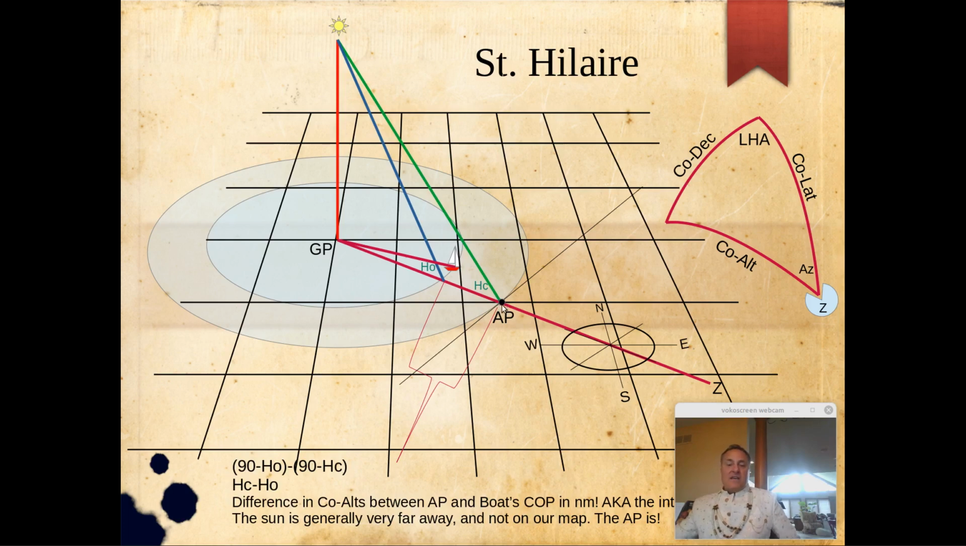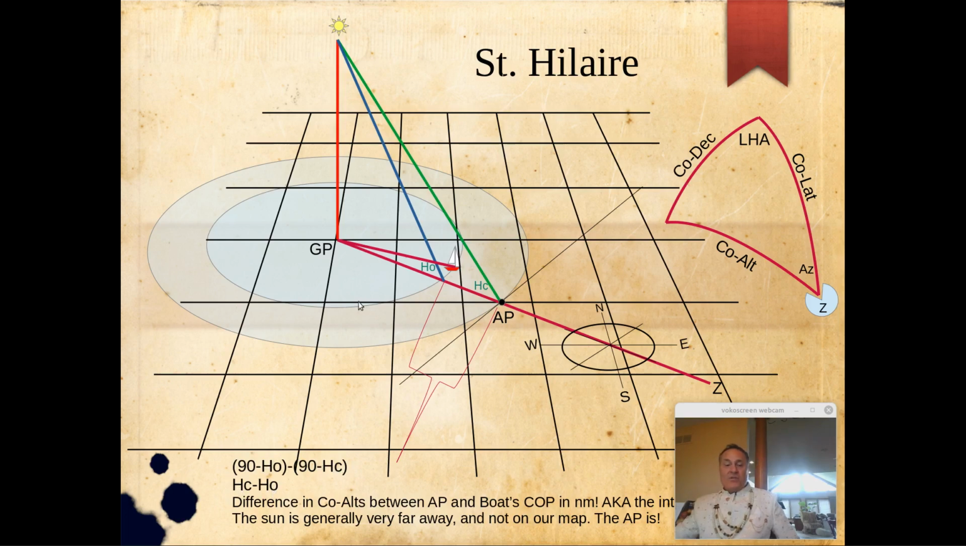Whatever the case, if you subtract the two co-altitudes, the observed one and the calculated one, what we get is 90 minus HO minus 90 minus HC. That's the difference between them. Let's distribute this negative sign into the parentheses, negative 90, positive HC. And what we get is a 90 minus a 90. That goes to 0. And we get negative HO plus HC. And if we rearrange that, we get HC minus HO. It's just the difference in their altitudes.